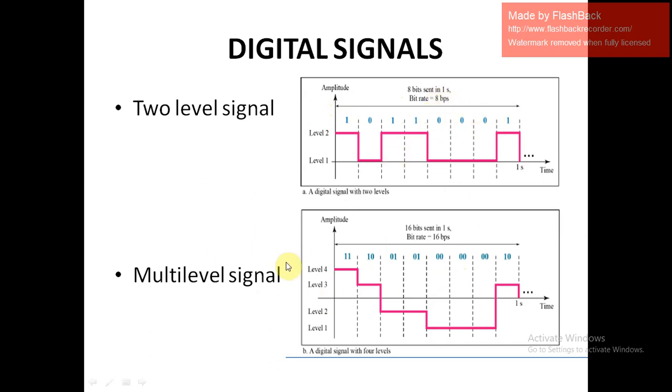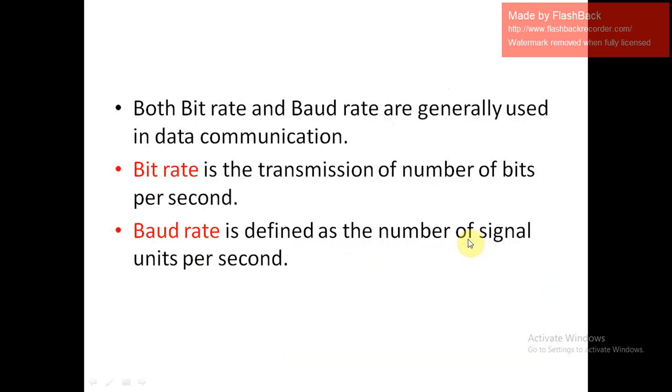Whereas in this case, how many signaling elements? In this phase you have one signaling element, another, like this. You have 1, 2, 3, 4, 5, 6, 7, 8 signaling elements, and each signaling element is contributing 2 bits, so it is creating a bit rate of 8 into 2, that is 16 bps. So you can see that if the number of levels is increased, the bit rate is increased.